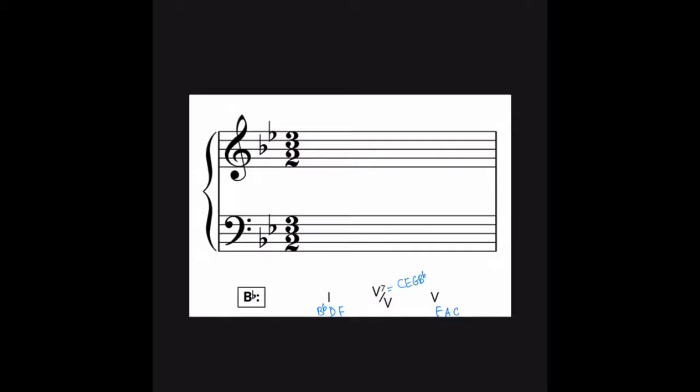Now that we took care of the chord tones, let's go ahead and write the bass notes. The first one will be B flat, the second one will be a C, and the third one will be an F. It can either go up or down, up to you. I will let it go up today.